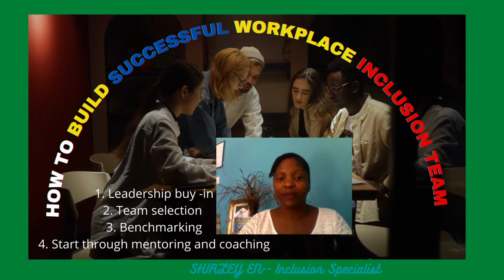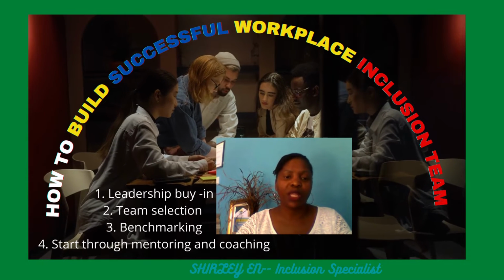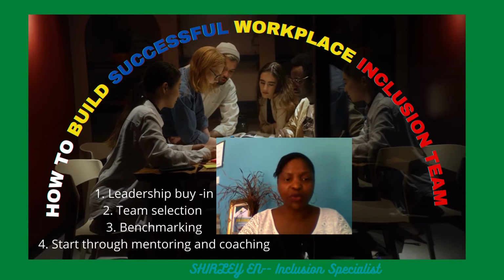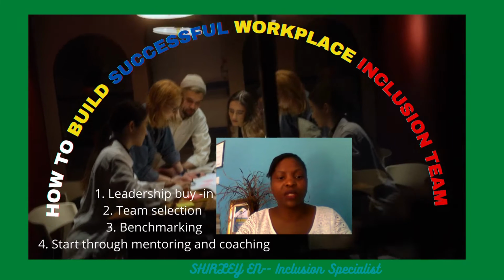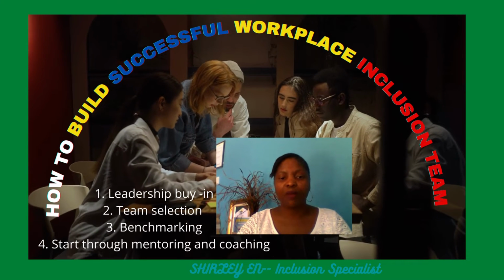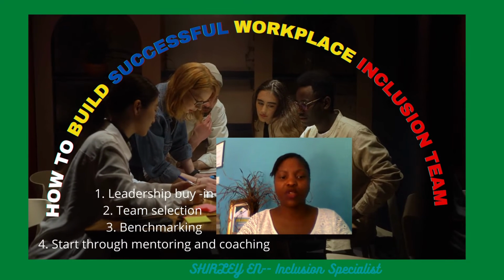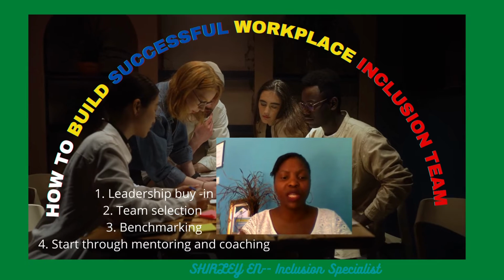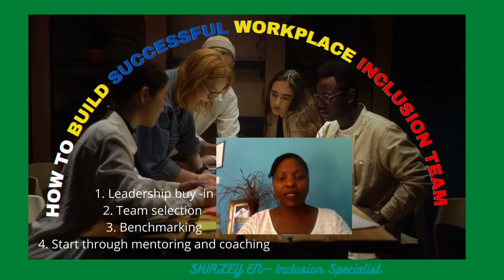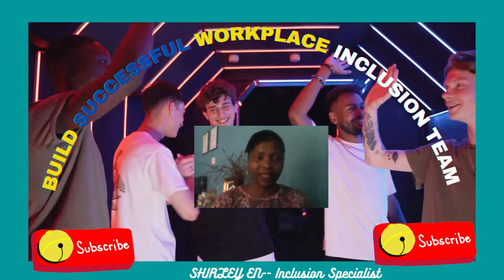Inclusion teams are very, very key for any organization to thrive. These are the people that you always come back to and say, we have a situation, what can we do? We have a child who's like this and that, probably, and how can we help in this situation? These are the people who would be walking the walk with you.